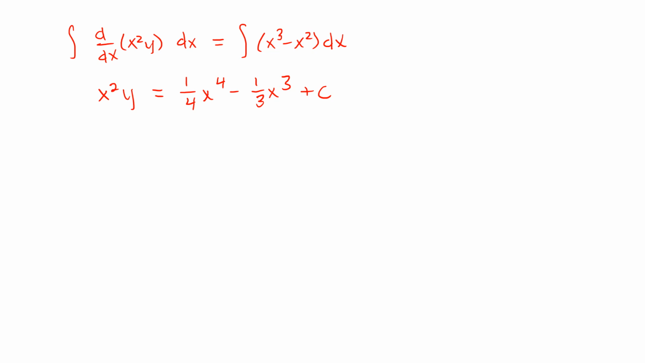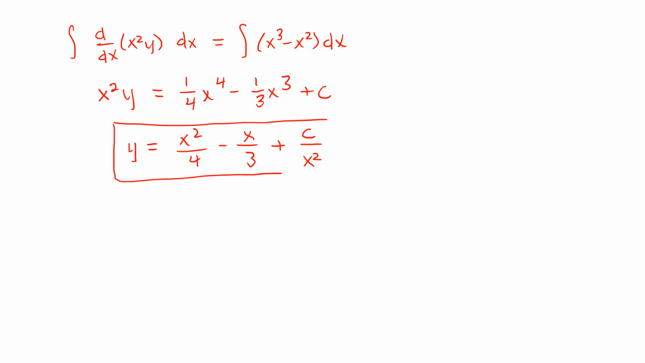Solving for y means we're dividing each term by x squared, and so we'll get y equals x squared over 4 minus x over 3 plus c over x squared. So this would be the general solution, or we can say the explicit solution for our differential equation.